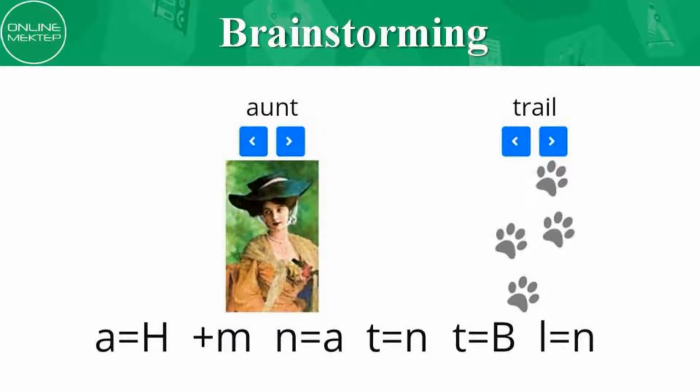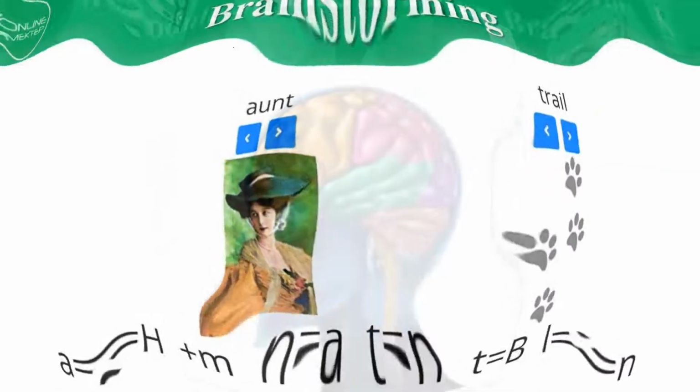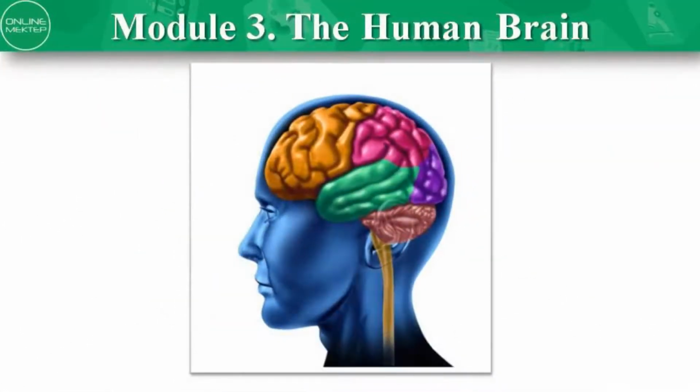Before we start the lesson, I'd like you to solve a rebus. Look at the rebus and guess the word. I'm sure you could solve the rebus correctly. We start a new module. Module 3. The topic of the lesson is the human brain.